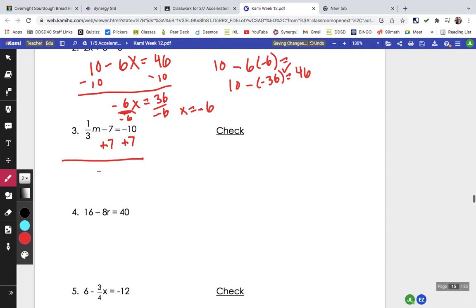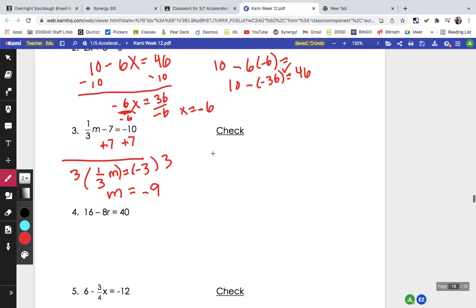And that creates a 0, so we have 1/3 m is equal to negative 3. We're going to multiply times the reciprocal of 1/3, which is 3. So 3 times, we have to do that on both sides of the equation. On the left side, that results in just a coefficient of 1. On the right side, it's negative 9.